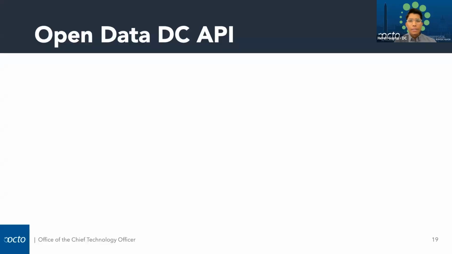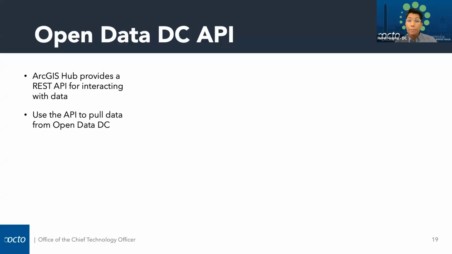So as Alex mentioned, Open Data DC is hosted via ArcGIS Hub. And the great thing about ArcGIS Hub is that it provides a REST API for interacting with data. As a data scientist, this is great for me because I can use the API to pull data from Open Data DC, which is fantastic for anyone who's using APIs because that allows for automated processes and reproducible analyses.